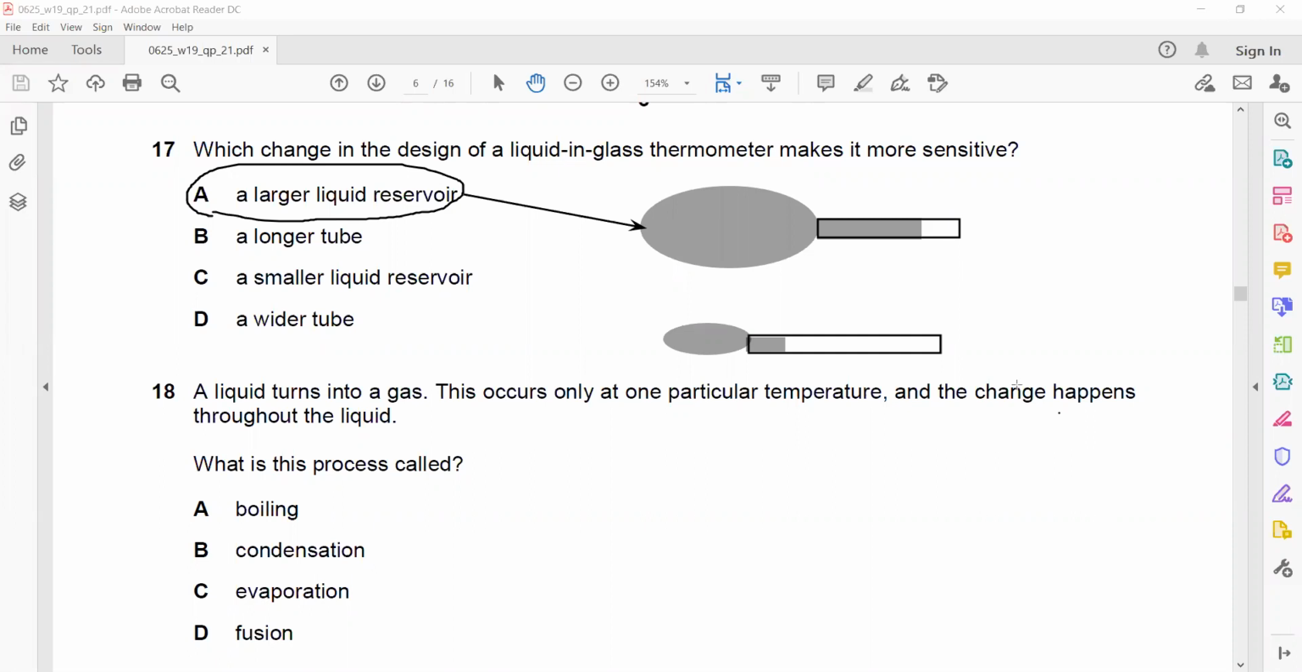The longer tube does not make it sensitive. A longer tube increases the range. You can record greater temperatures, but it does not make it sensitive. Sensitivity means that the distance between the two markings of a thermometer is more, which means high sensitivity. For a small change in temperature, there is a greater difference between the markings of a thermometer.